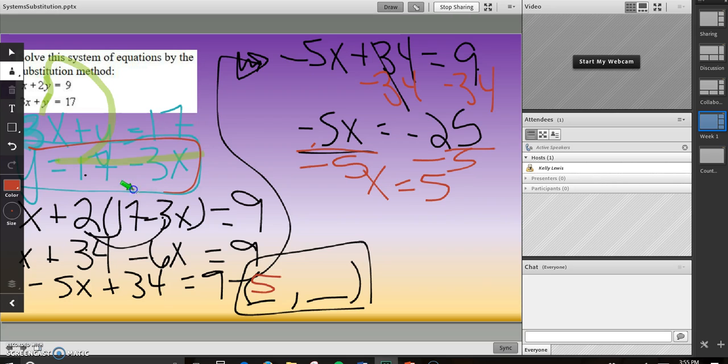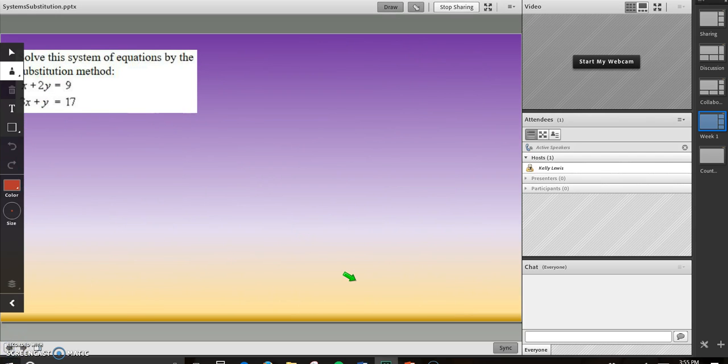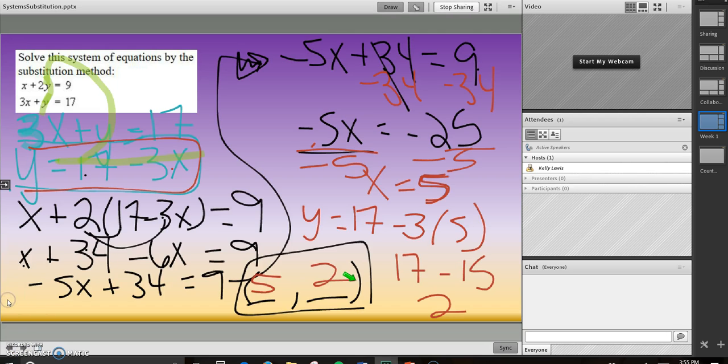And then I'm going to come back here to this dude. So I'm going to say y equals 17 minus 3, and instead of saying x, I'm going to write 5. So 3 times 5 is 15, 17 minus 15, I get 2. So I get 5 comma 2, which is what we got right there. So when you have a letter all by itself, whether it's the x or the y, just choose one of them and solve for it. Then take it and substitute that whole expression into the other guy. Plug it in.